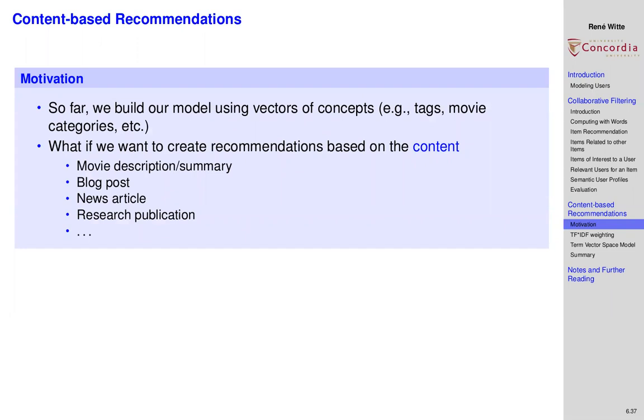So this technique we can apply to any kind of content. Primarily here we're going to look at written content. It is possible to create content-based recommendations also for things like images and videos, but some of this we'll discuss a bit later when we talk about deep learning. For now, we just talk about textual content, like a blog post, a movie description, or a news article.